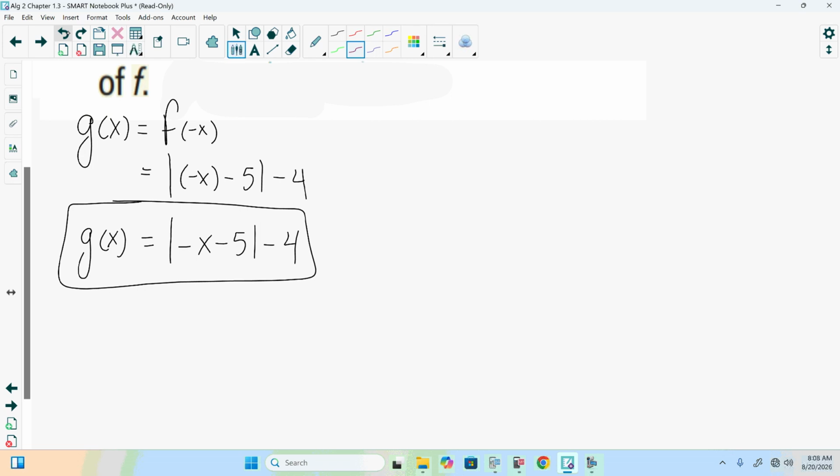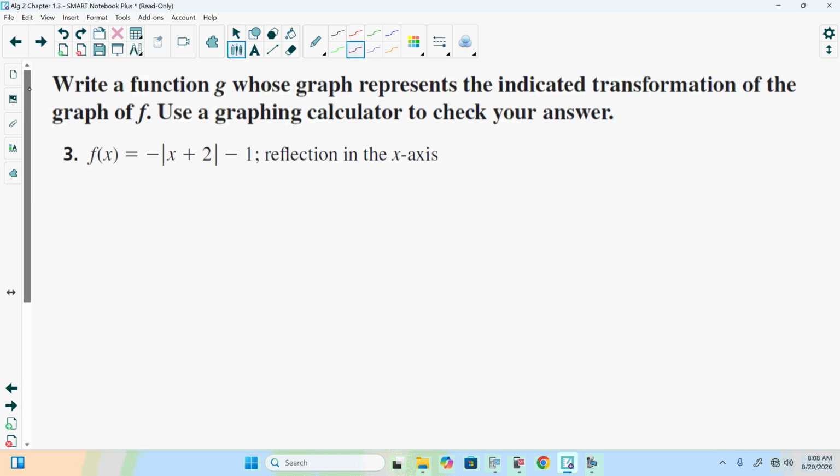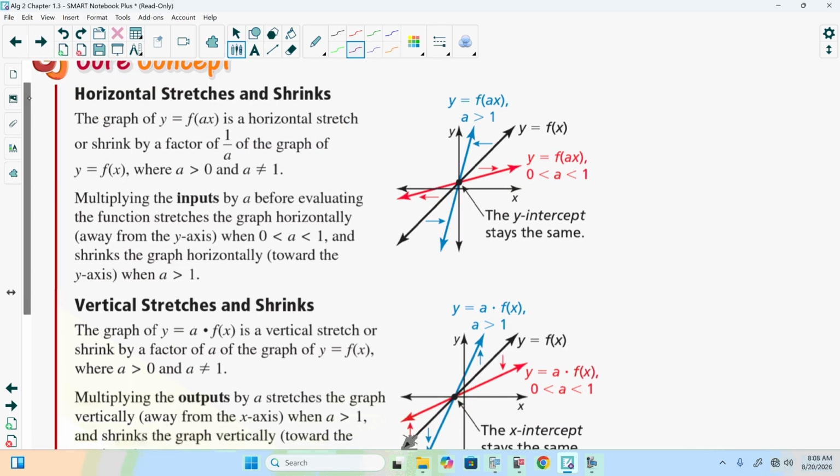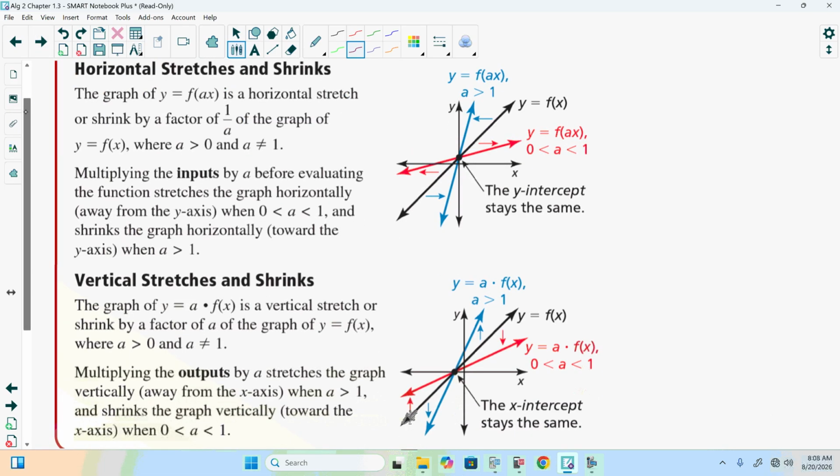Questions on this here? I think we feel comfortable with reflections across x, reflections across y, yes? In that case, we're going to look at the last type of transformation we have. Horizontal stretch and shrink, and vertical stretch and shrink.